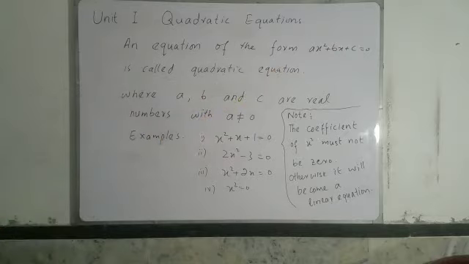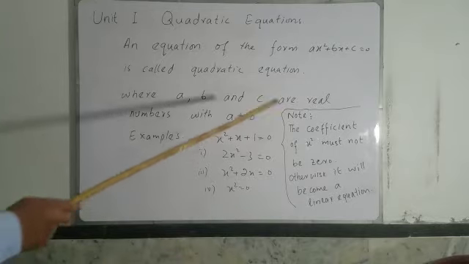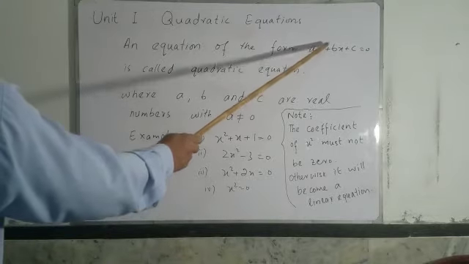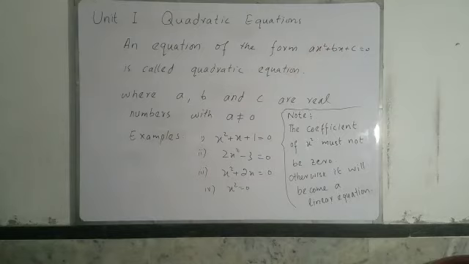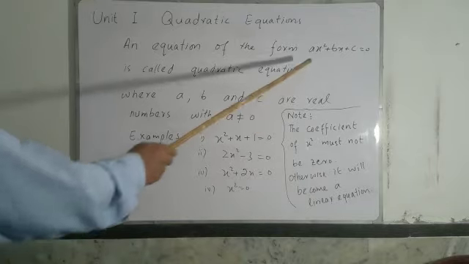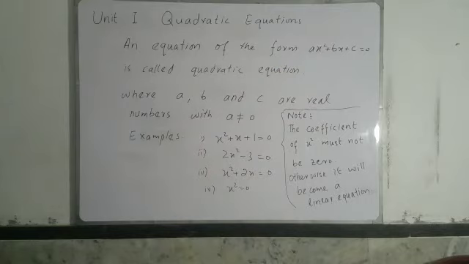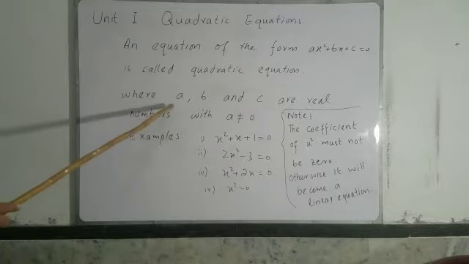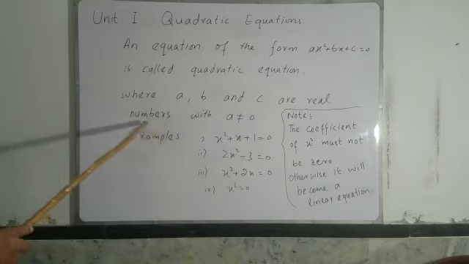The word quadratic is derived from a word quad, which means square. So if we look here, the exponent of the variable is 2. So this is called a quadratic equation, or it is also called a second degree equation. Degree means power, so here the power is 2. It is also called a second degree equation, where a, b and c are real numbers with a not equals to 0.